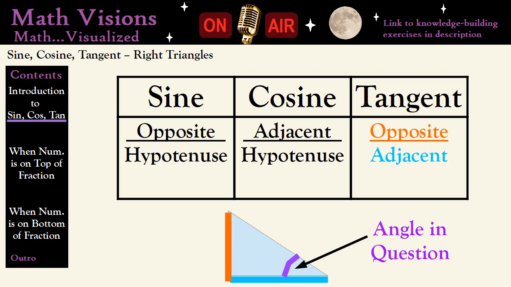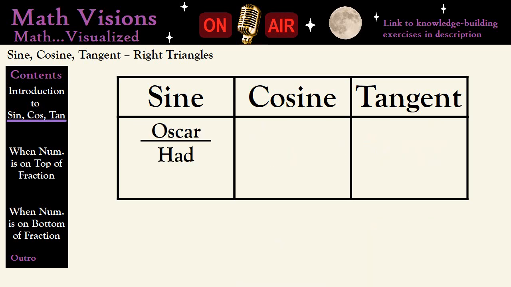Many years ago in high school, I learned a memory trick that goes sine, cosine, tangent: Oscar had a hold on Arthur. These functions only work for the acute angles in a right triangle. They don't work for the right angle.